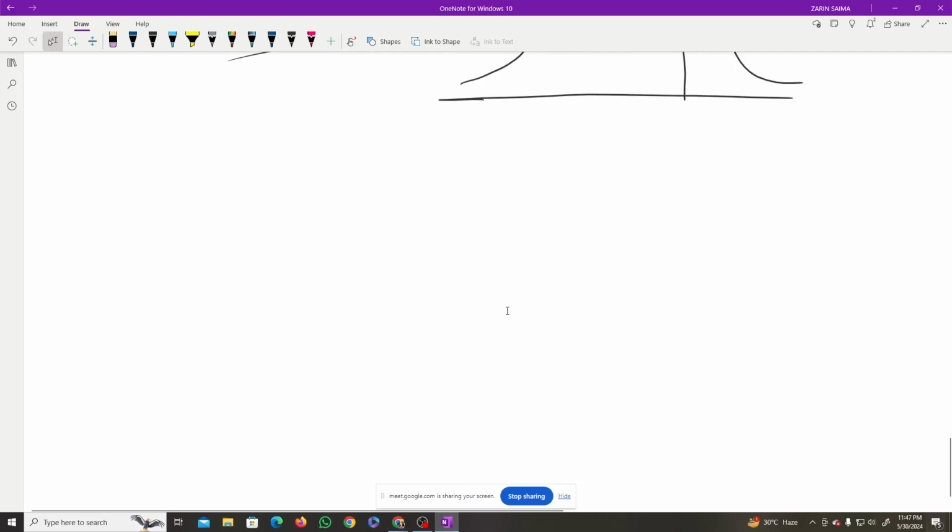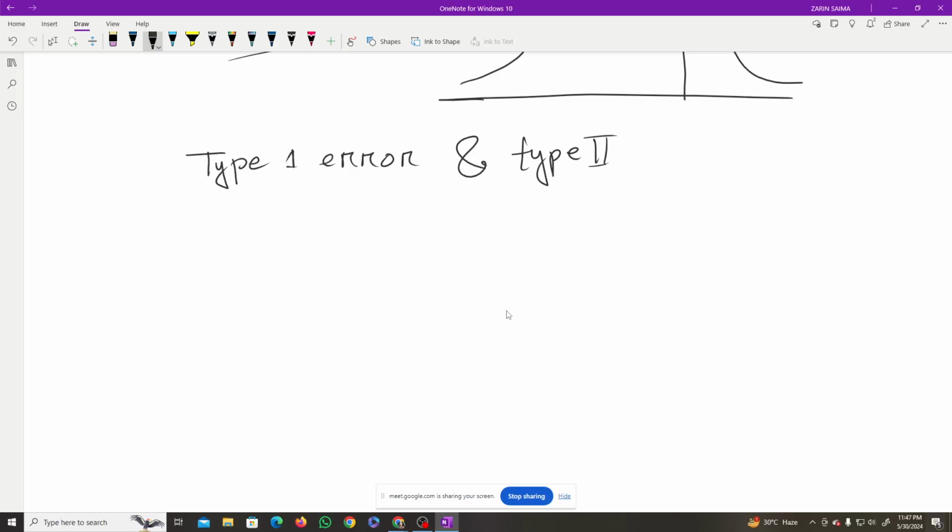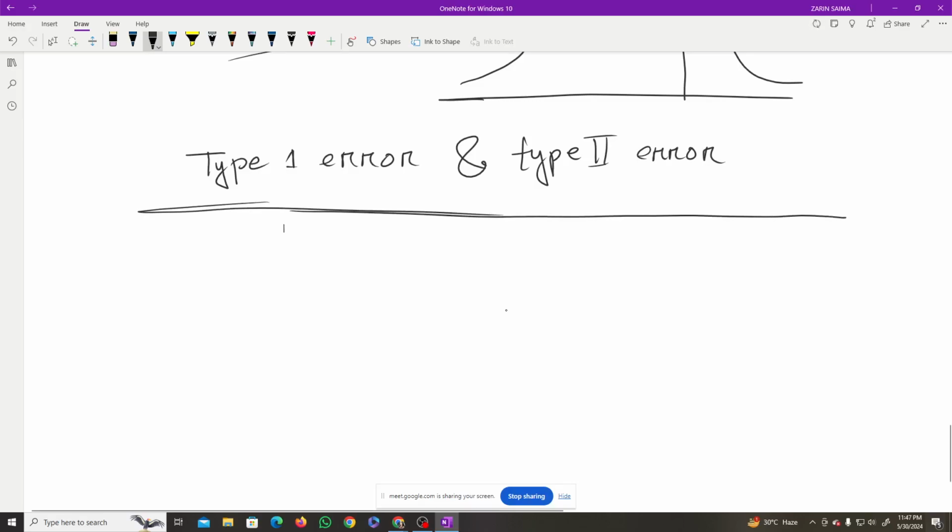So while making this hypothesis testing, we can find some error, and now we will talk about that. These errors are known as type 1 error and type 2 error. So let's talk about type 1 and type 2 error, because sometimes your hypothesis testing can be wrong, right?